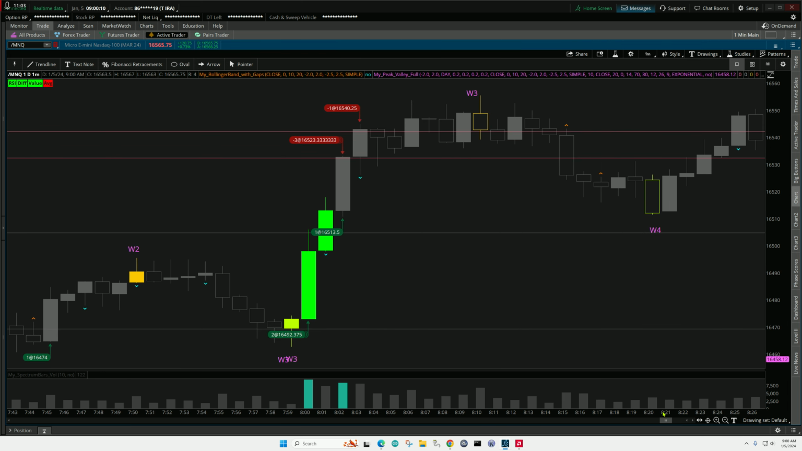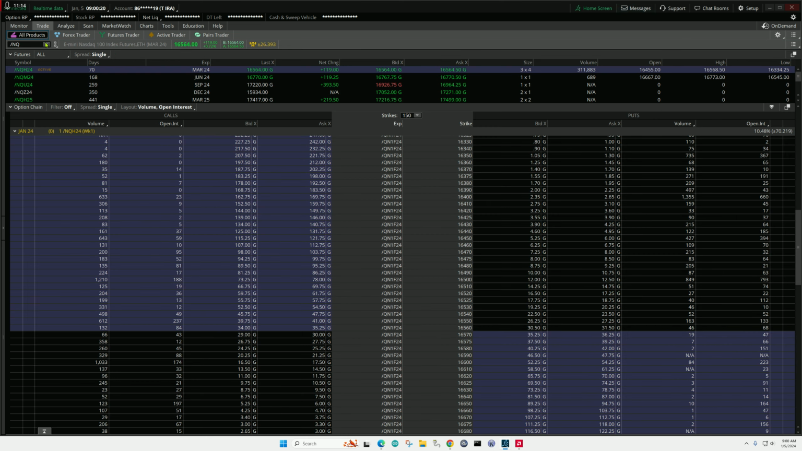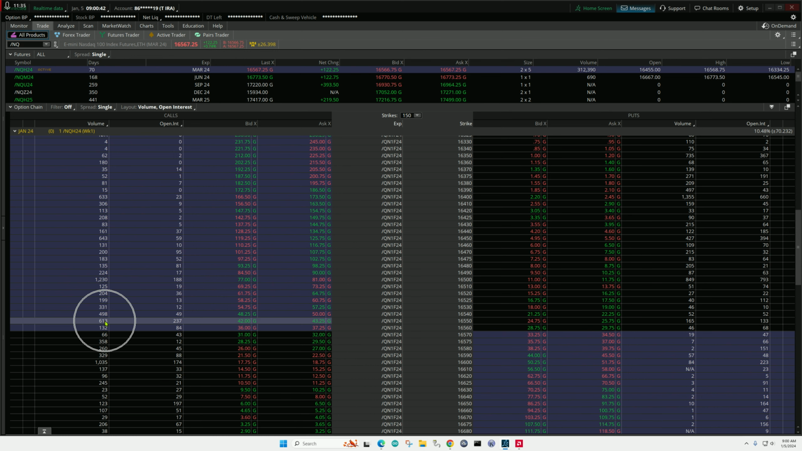And then you can see wave 3 pulls back, wave 4, and then price continues to go up. Another thing to notice is that on the options, at the 16,550 on the calls side, from the overnights from yesterday, there were 237 contracts carried overnight, and volume had been progressively building at this strike. So this also is a good indication that price can actually go there as well.